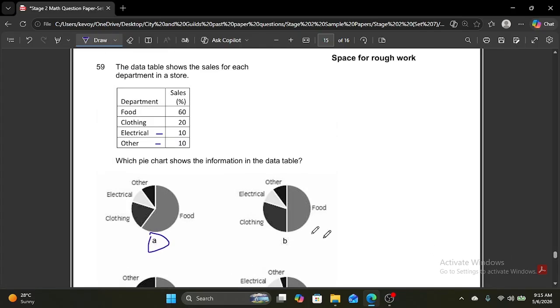So you can look at it. Electrical and other are 10%, so they should look the same. Clothing should be around twice the size of one of these, and we're seeing that. And food is 60%, that should be a little bit more than half of the circle, and we're seeing that for food. So A is the answer for that.